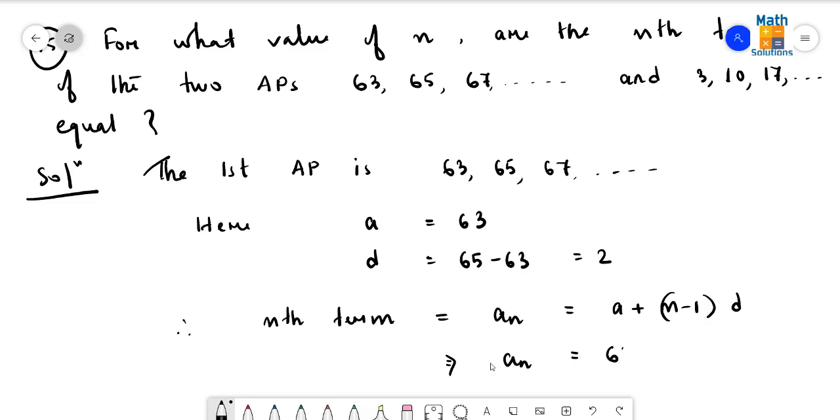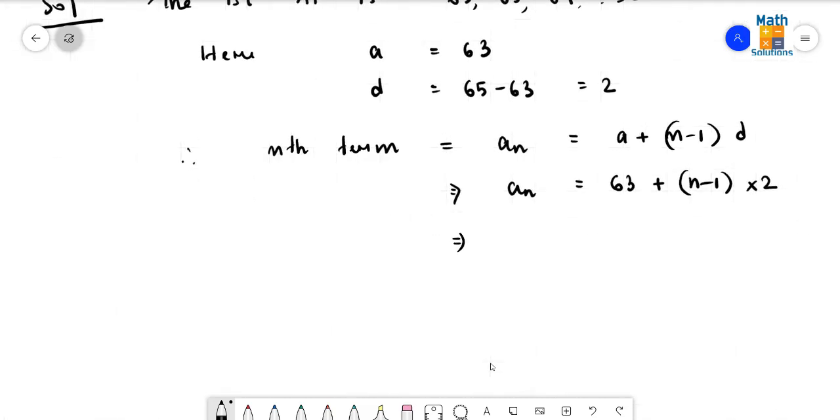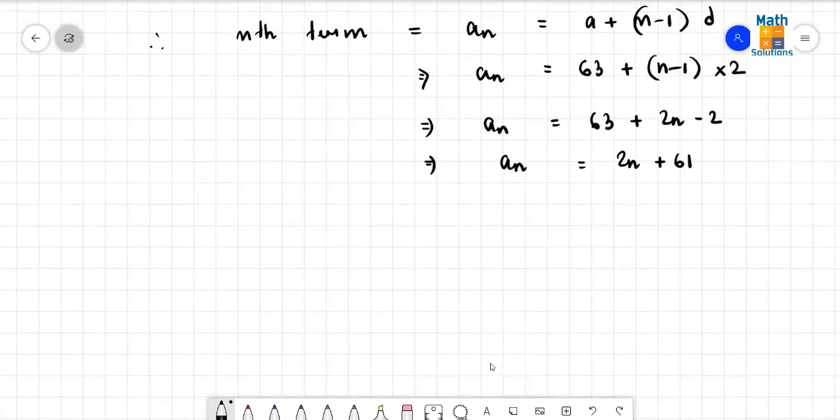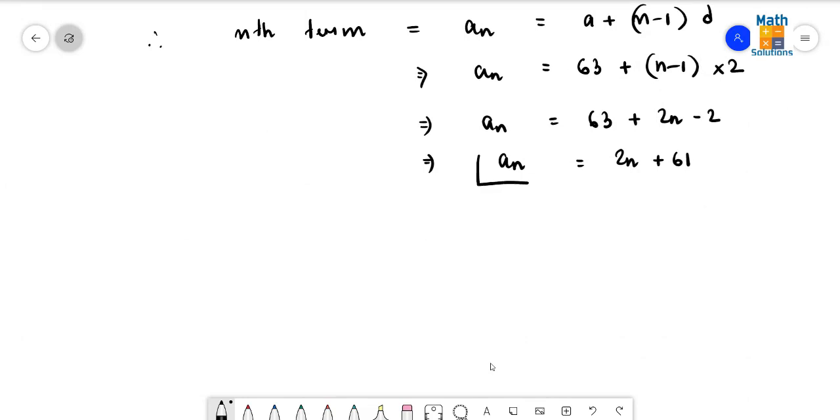The result comes as an is equal to, in place of a I am going to put 63 plus n minus 1, d comes as 2, and then after what do I get? An will be equal to 63 plus twice n minus 2, and then I get an is equal to twice n plus 61. Then we shall keep this in our mind. I am going to keep it because it will be required for future use.